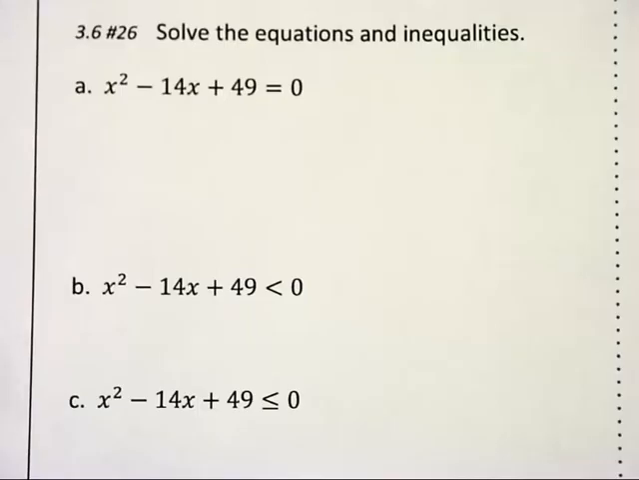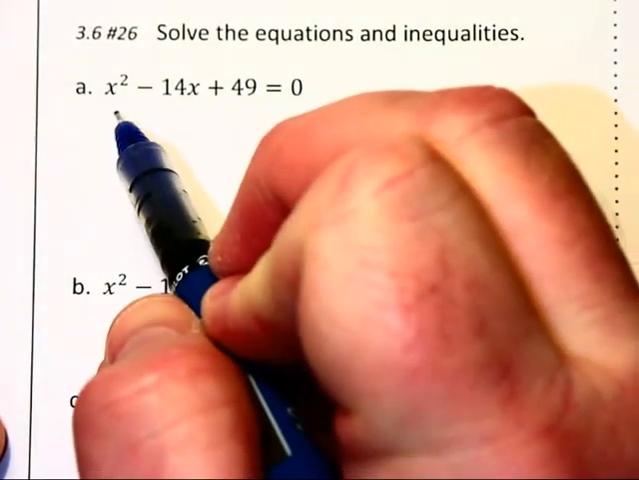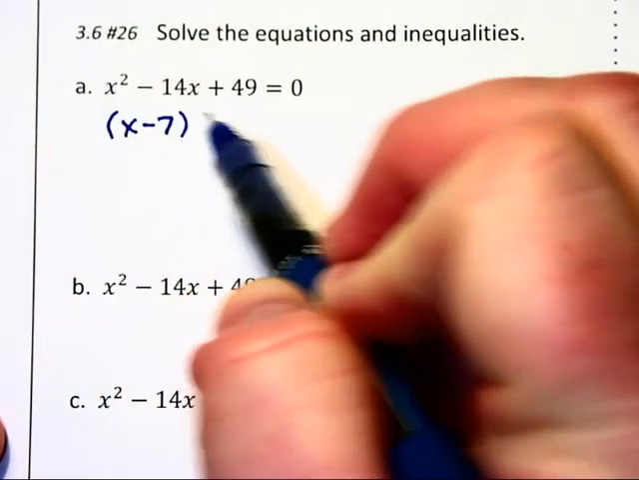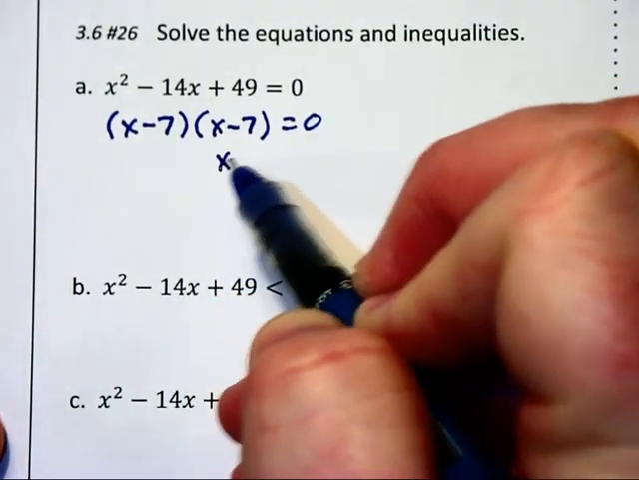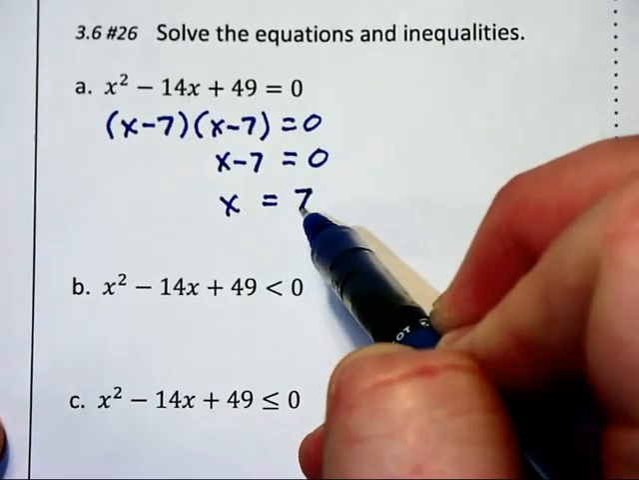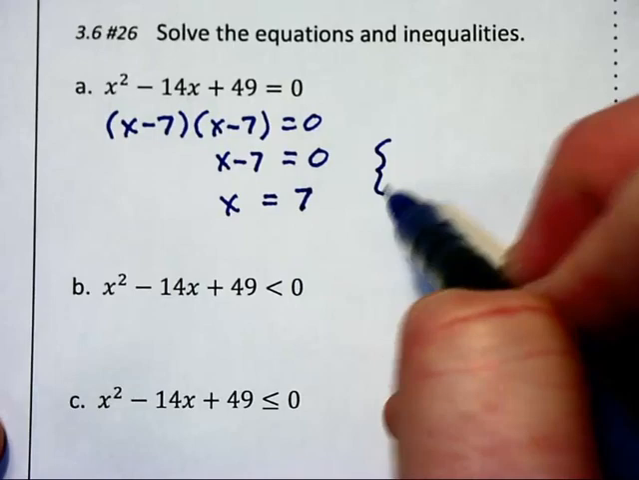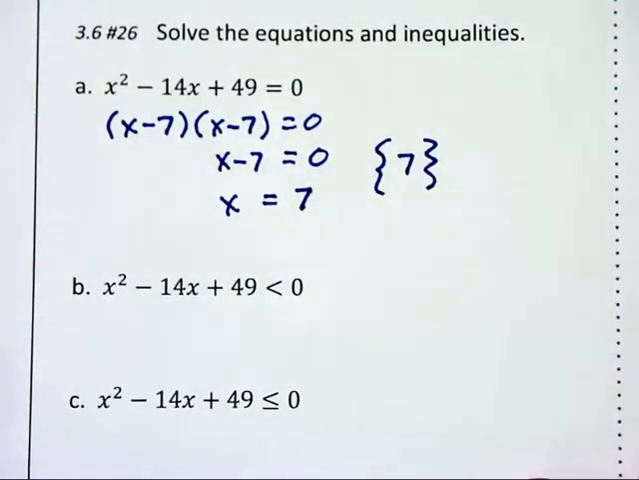For this next problem, we start with this equation, which is factorable. x minus 7 times x minus 7 is equal to 0, which basically tells us that x minus 7 is equal to 0 and x equals 7. So our solution set is just the number 7, but that is for the equation.